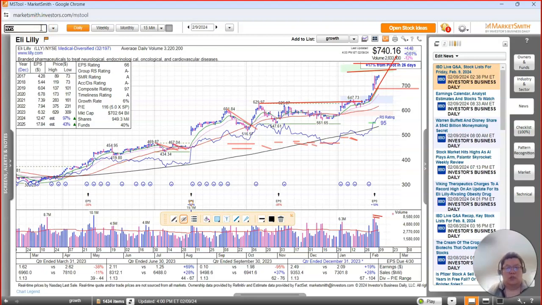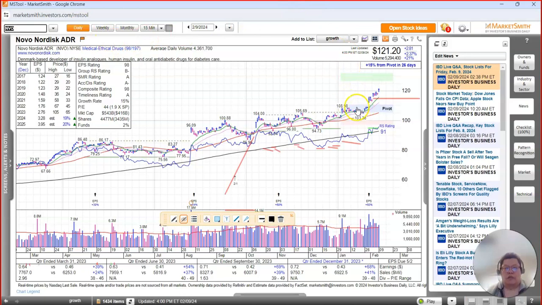NBO is also catching up. This one broke out later than Lily, but now it's moving really nicely. Again, we're getting closer and closer to the 20-25% zone.